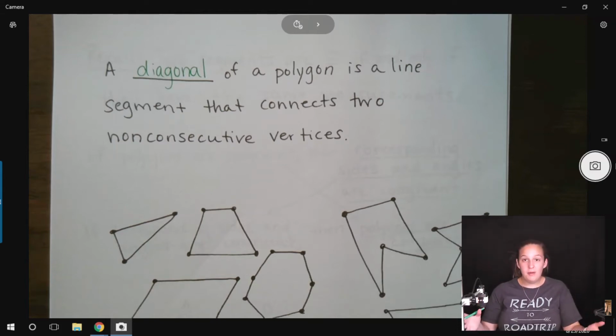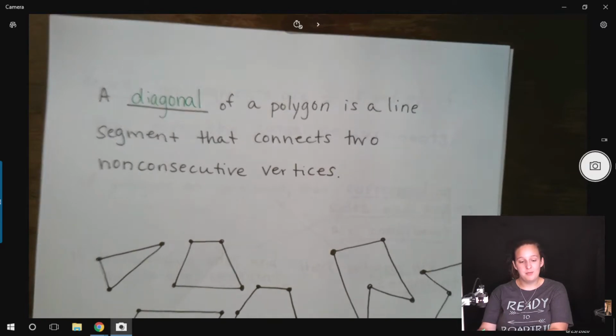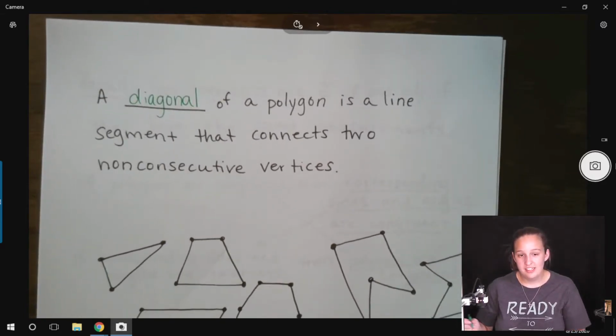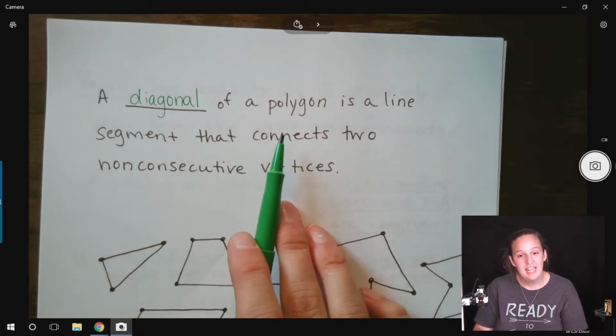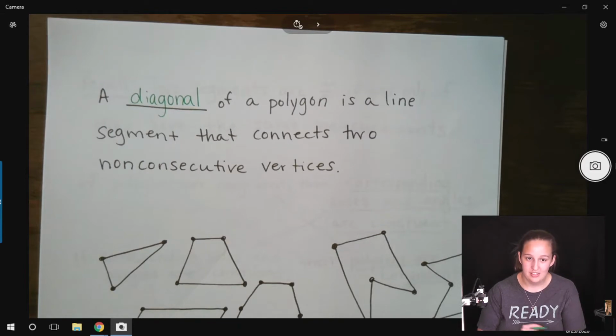All right, so we know what a polygon is. But what if I told you there are different types of polygons? One way that we can tell what different types of polygons are is by looking at their diagonals. The diagonal of a polygon is the line segment that connects two non-consecutive vertices.